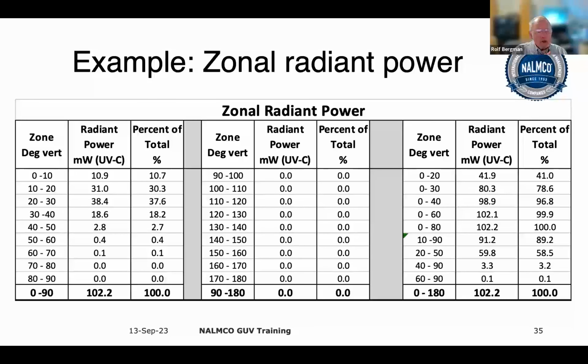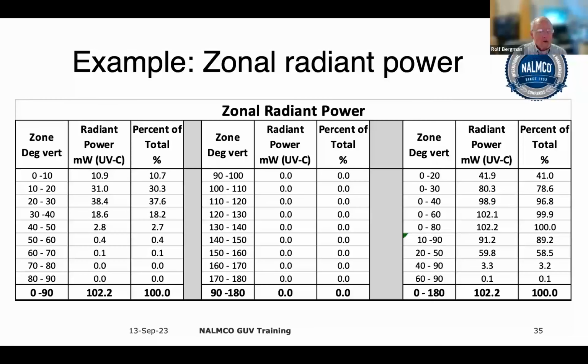So notice that while the peak intensity is at 0 degrees, the radiant power maximum is at between 20 and 30 degrees. But then again, it falls off rather rapidly. Above 90, the second middle column, you see there's no light at all. And then the third set on the right basically takes the zones and makes various configurations. That is, the software can do that.